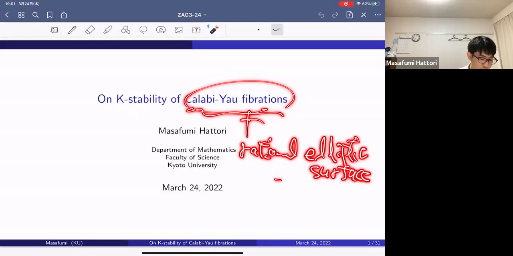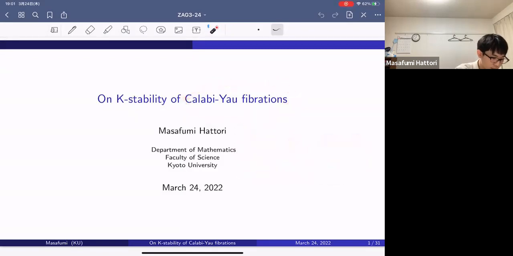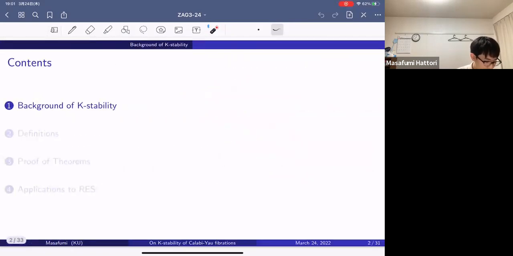For example, rational fibrations. So first, I would like to explain the background of K-stability and the cscK problems on fibrations in Kähler geometry. And second, I would like to give the precise definitions of K-stability, log-twisted K-stability, and adiabatic K-stability.